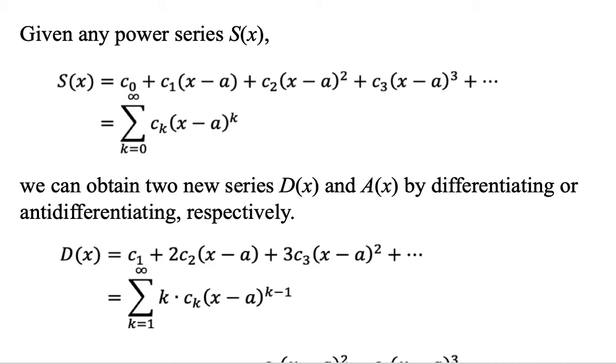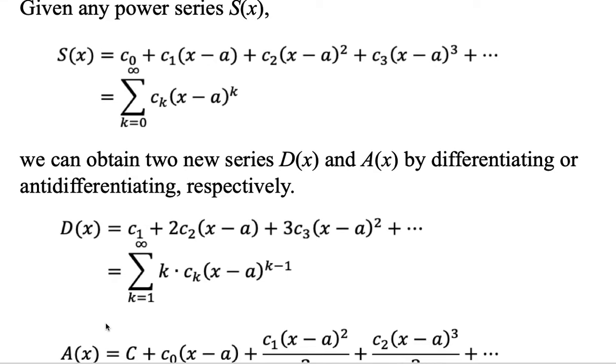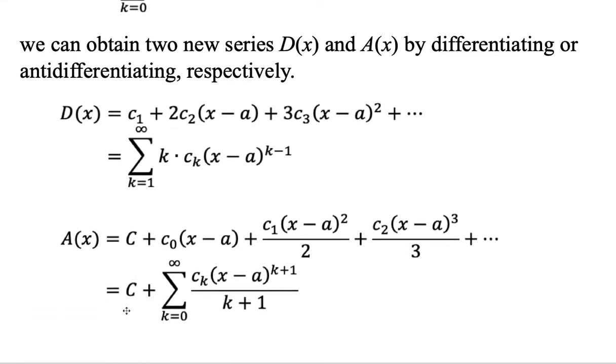A second series, a of x, can be found by taking the antiderivative of the original series. A of x would therefore be equal to some constant plus the sum from k equaling 0 to infinity of c sub k times x minus a now to the k plus 1 over k plus 1. So taking the antiderivative of the formula within the sum.